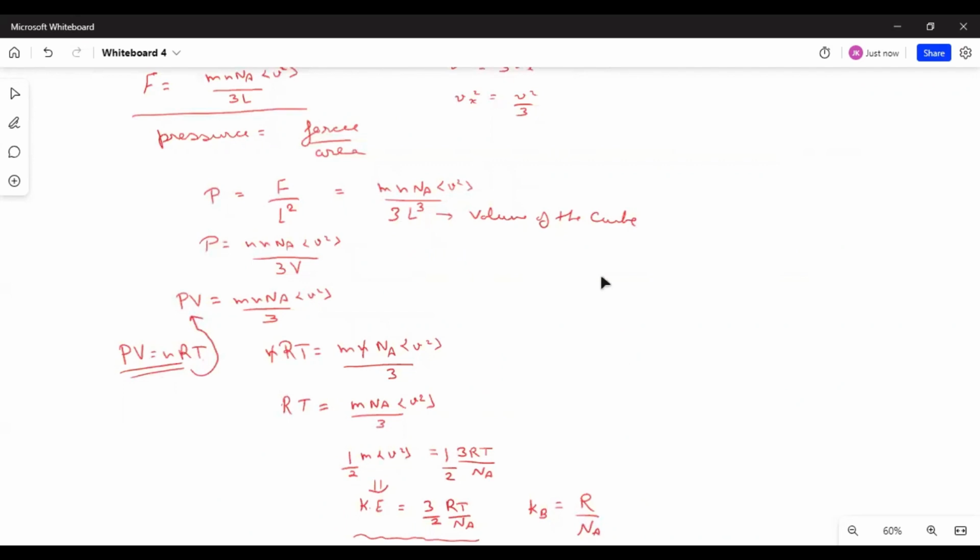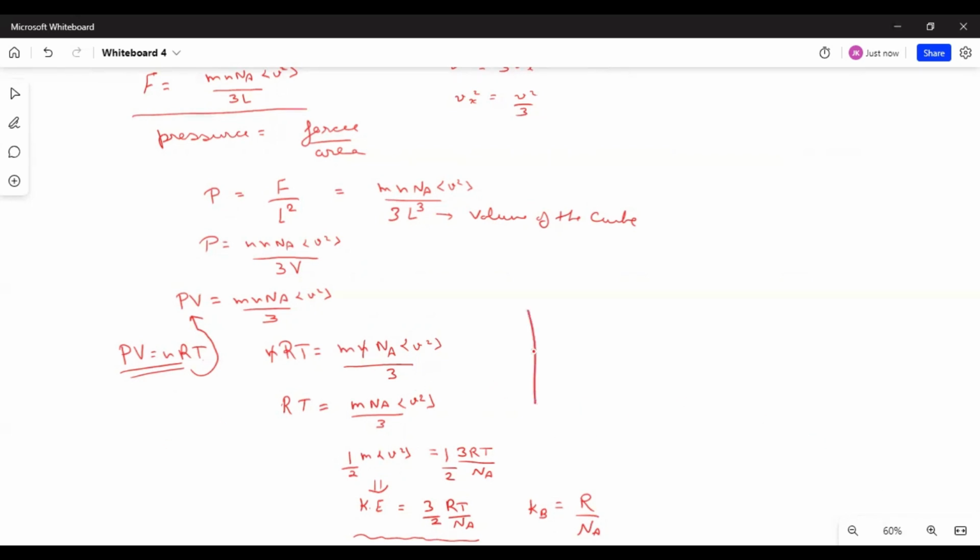Now we know the pressure put on the surface will be force by area, where the area is L². There was already an L, so it becomes L³, which is the volume. So when we take it to this side, we get the PV expression. We know from the ideal gas law PV equal to nRT. So when we put this in, we get RT equal to m in this expression.